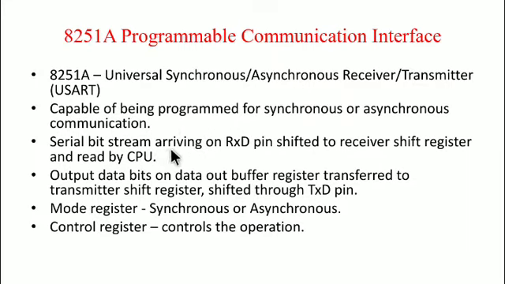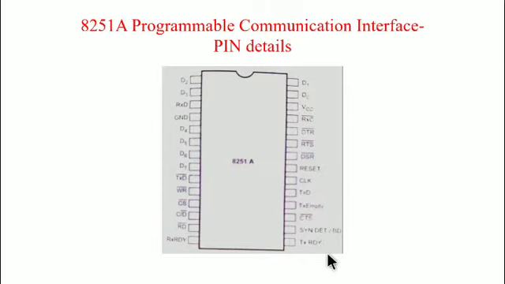A serial bit stream arriving on the receiver data pin is shifted to the receiver shift register and read by the CPU. The output data bits in the data out buffer register are transferred to the transmitter shift register and shifted through the transmitter data pin. Mode registers for synchronous or asynchronous purposes are achieved in this communication interface. Control registers are used to control the operation. And this shows the 28-pin package.